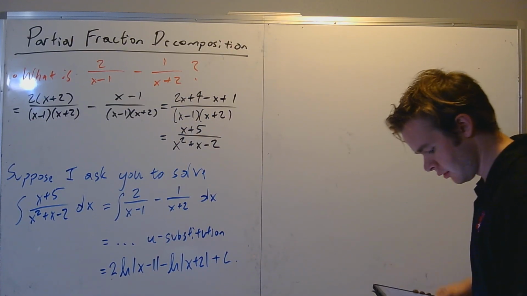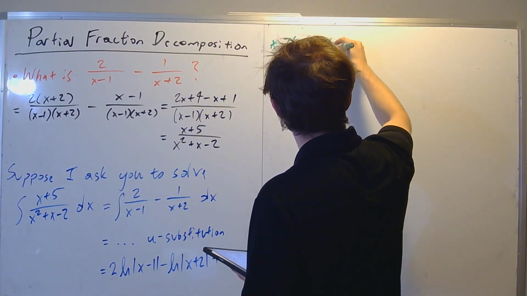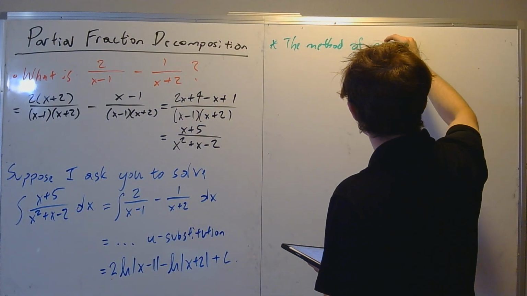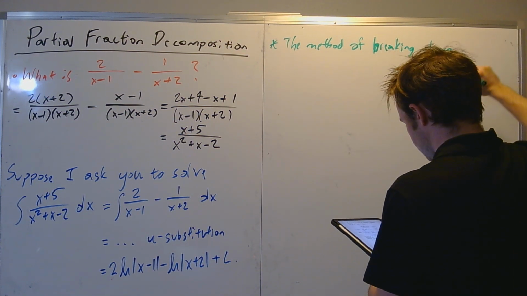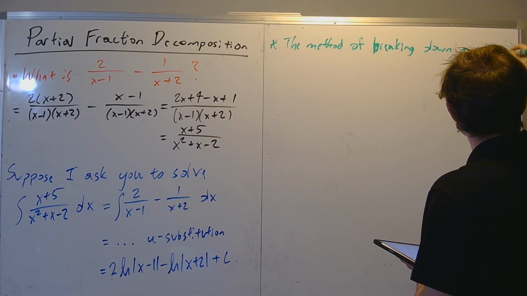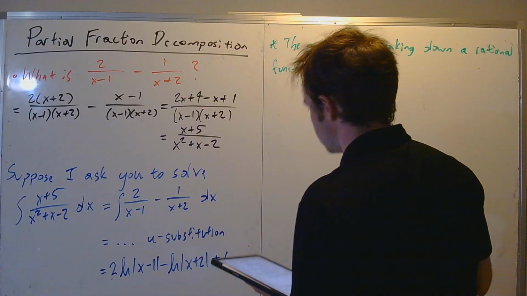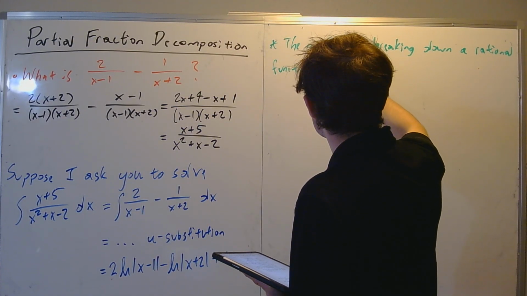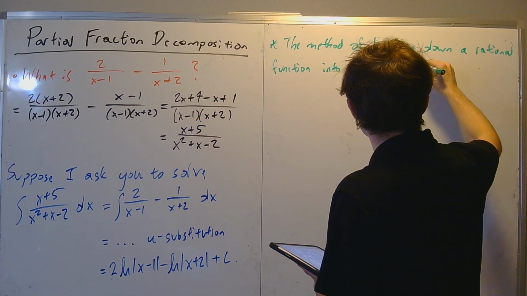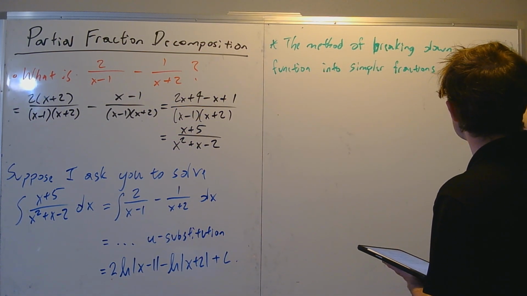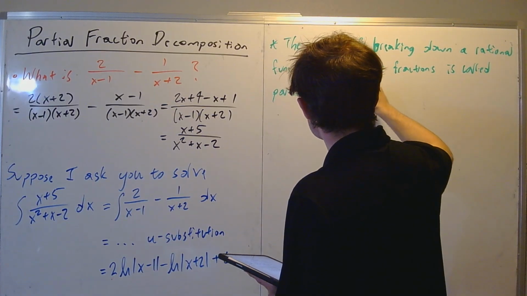So let me say here in a different color, the method of breaking down a rational function, and a rational function is just a function that's a fraction, into simpler parts or simpler fractions is called partial fraction decomposition.